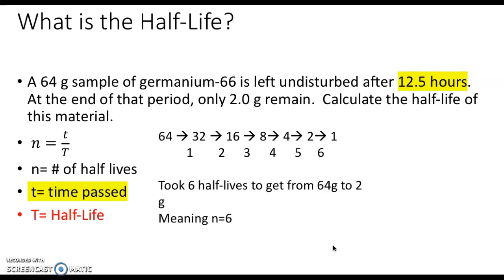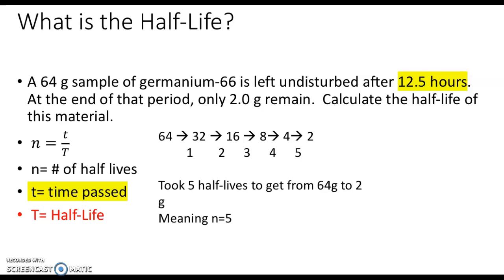Now, slight little typo. And let's just fix that typo before we continue. So we've gone on and fixed our typo. So from 64 to 32, that's 1 half-life. 32 to 16, that's 2 half-lives. 16 to 8, that's 3 half-lives. And 8 to 4, that's 4 half-lives. 4 to 2, that's 5 half-lives.